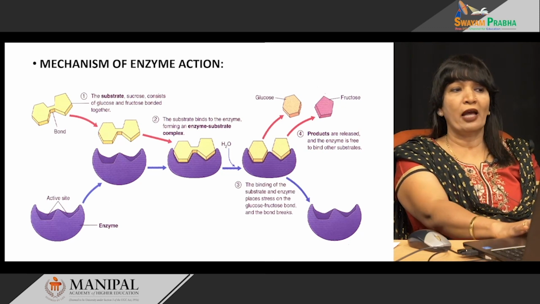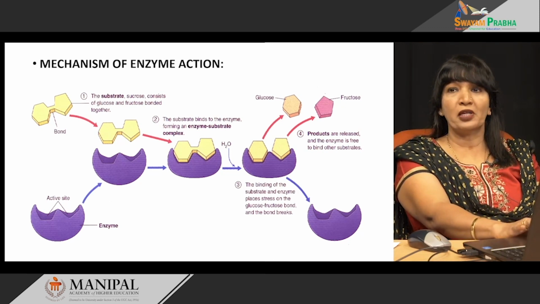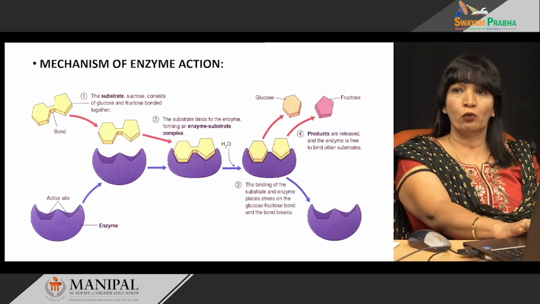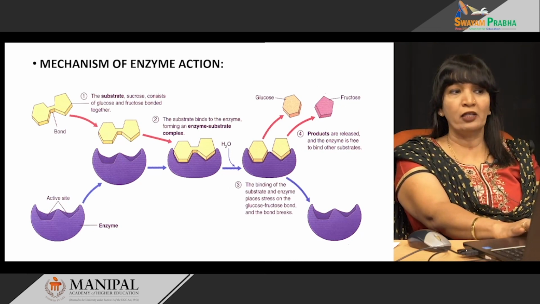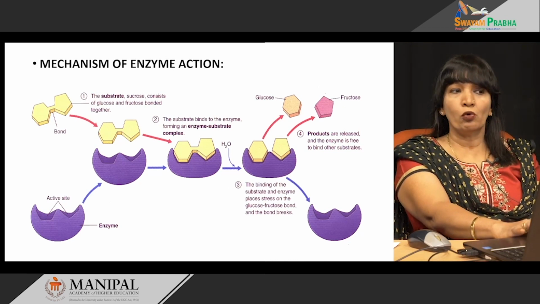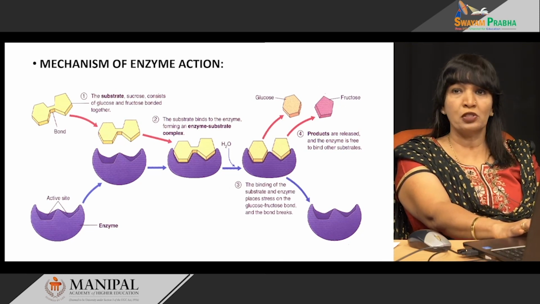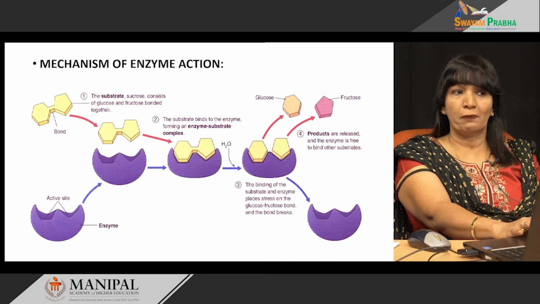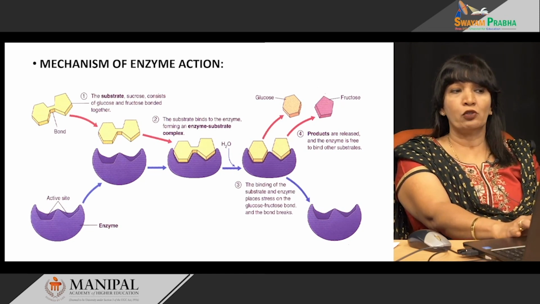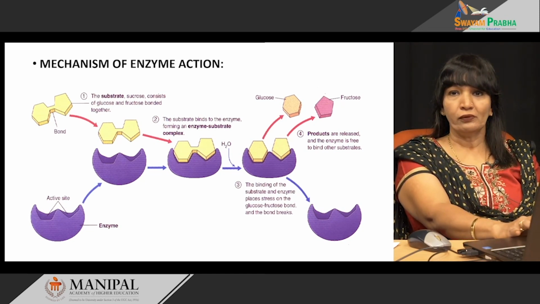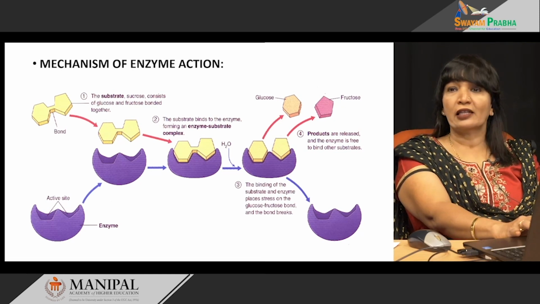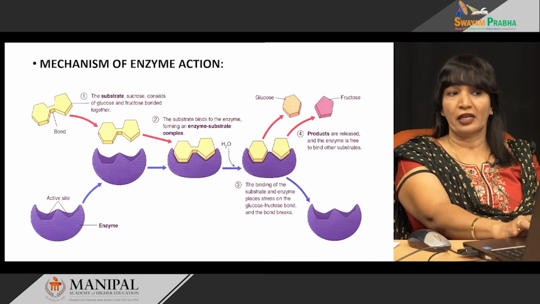Say, for example, I have a substrate, and this substrate is sucrose, which is made up of two components. You have glucose and fructose binding together, and this is the glycosidic linkage. So, glucose and fructose together form the molecule called sucrose. Now, this substrate will come and bind to the enzyme. Where exactly does it bind? It will come and bind to the active site.